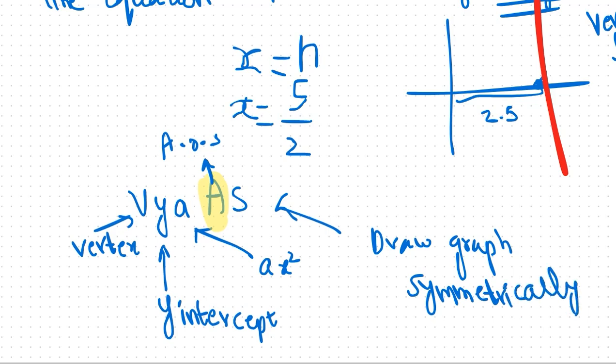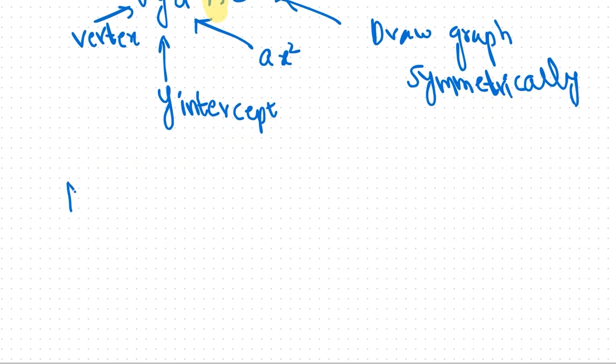I'll draw them in the graph. So let us draw that graph and then we'll wrap up. Let us consider the example we have been doing, x square minus 5x plus 6, right? The first thing we need to find in order to draw the graph.